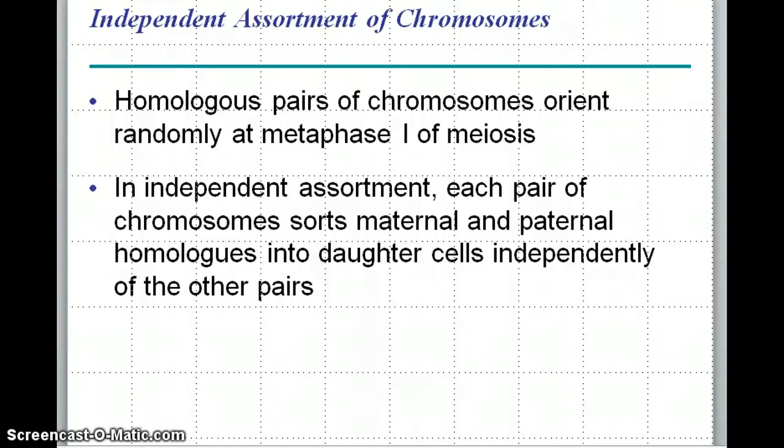Alright, in independent assortment, your homologous pairs of chromosomes orient randomly at metaphase 1 in meiosis. In independent assortment, each pair of chromosomes sorts maternal and paternal homologs into daughter cells independently of other pairs. That means how chromosomes are divided does not depend on where another chromosome is put into that cell.